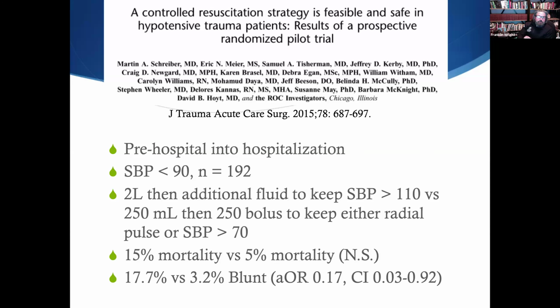And it wasn't powered to show the mortality benefit with only 192 patients, of 15 versus 5, although that looks like a big number. They didn't have statistical significance. But just looking at the blunt patient population, it did. It showed that the mortality benefit was significant, and a pretty marked 17.7% in patients that got 2 liters and slammed into normotension versus patients that were allowed to be permissively at a lower blood pressure had better survival.